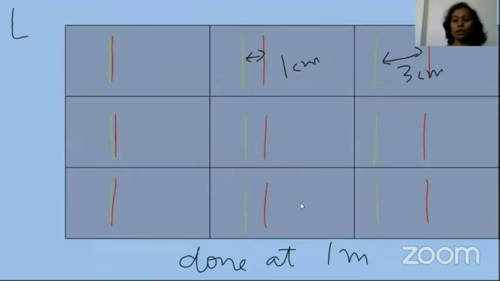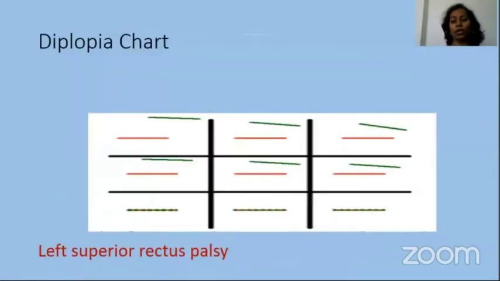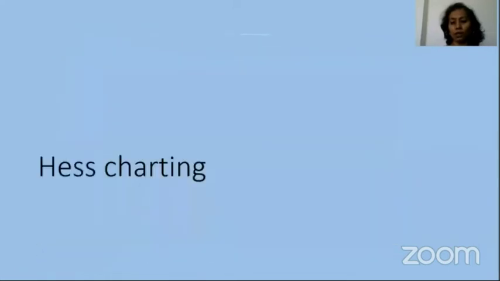Here you can see that it is single on the left side, but it is increasing on the right side. The amount is increasing. 1 centimeter separation is becoming 3 centimeters. So that is charted like that, and it will give rise to a diagnosis of right 6th nerve palsy. Similarly, you can chart for other cranial nerves, even the cyclovertical muscles also.